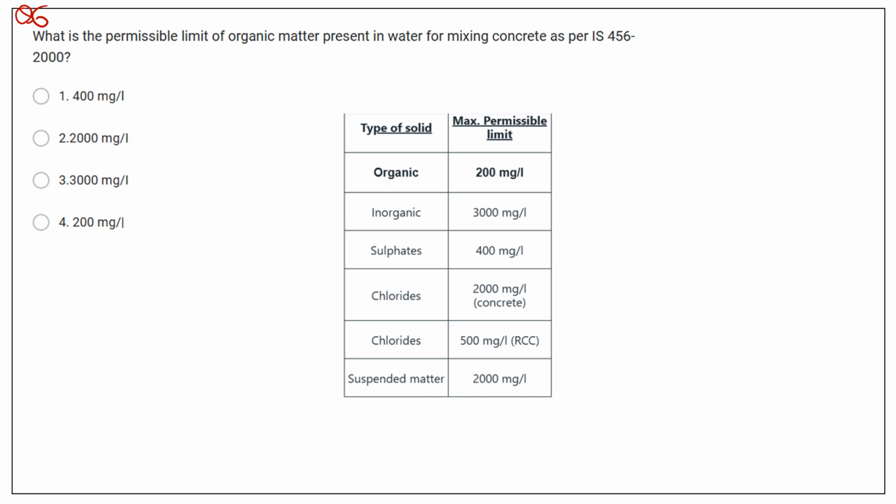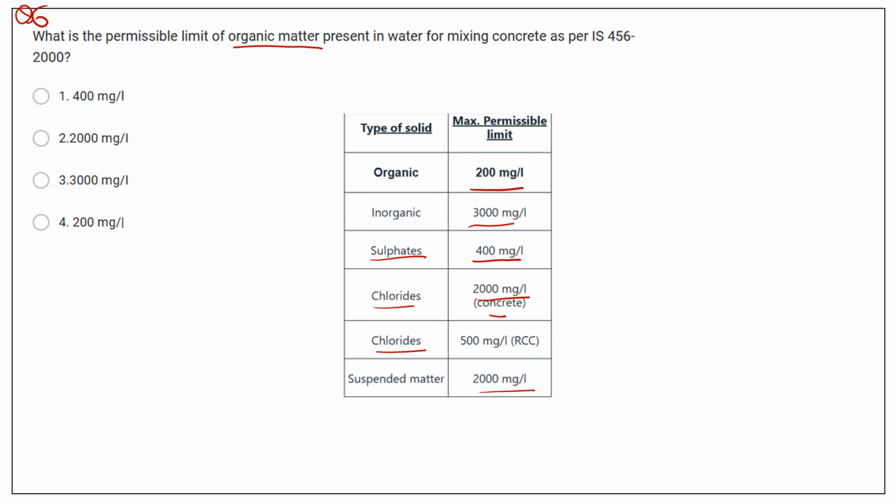So here they ask about the organic matter. For organic matter, the maximum permissible limit is 200 mg per liter. For inorganic, 3000 mg per liter; for sulfate, 400 mg per liter; for chlorides, 2000 mg per liter. For chlorides in RCC, here this is in concrete, this is in RCC, which is 500 mg per liter. Then for suspended matter, 2000 mg per liter.